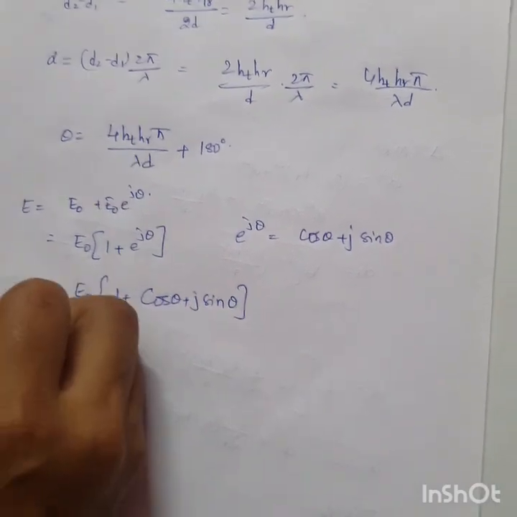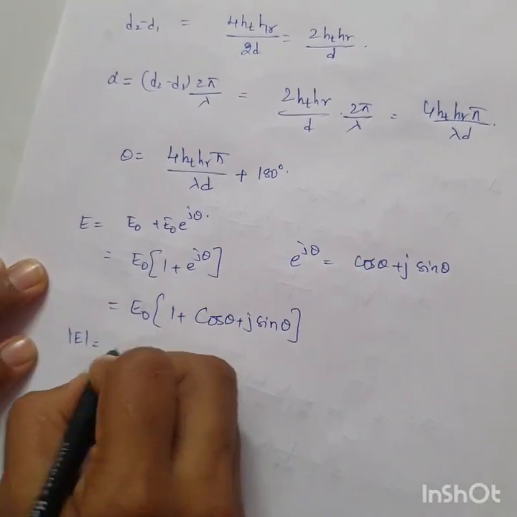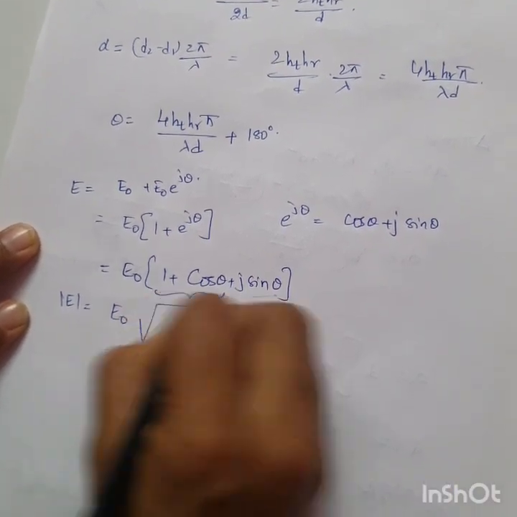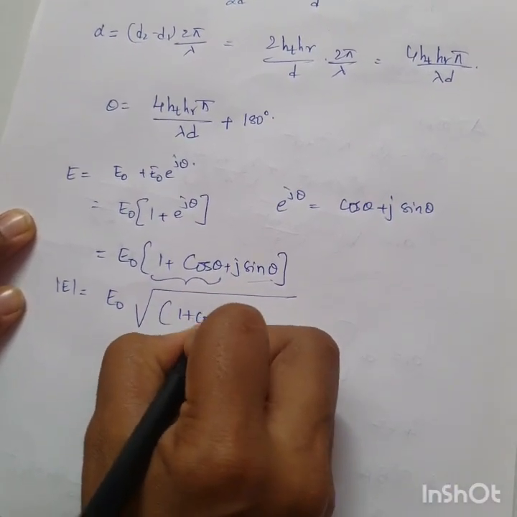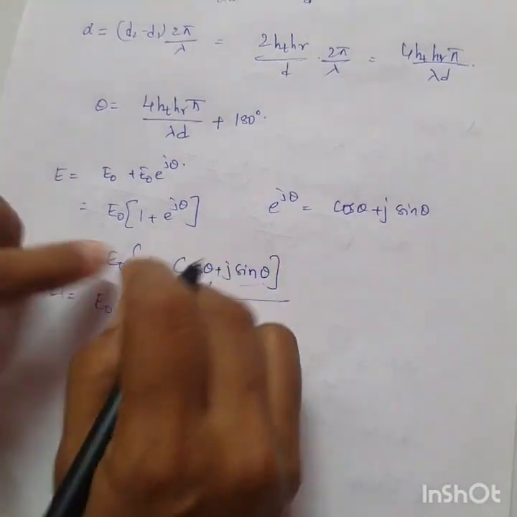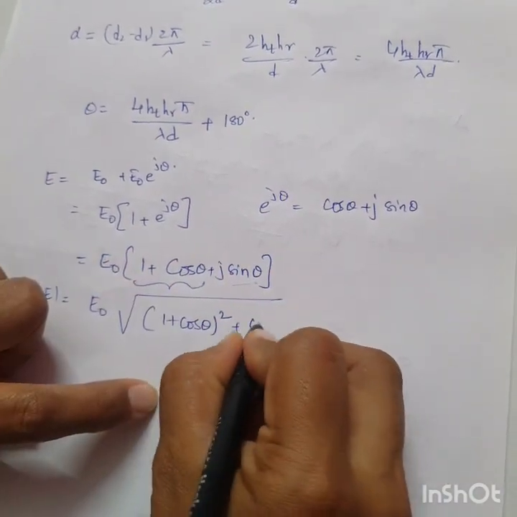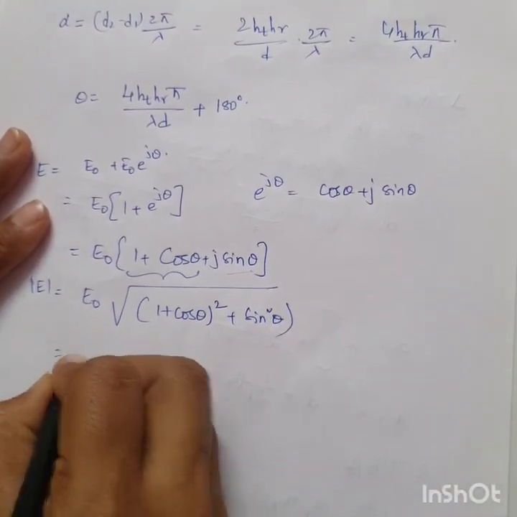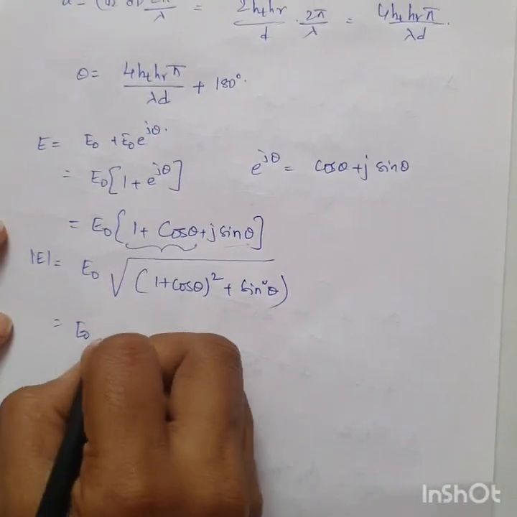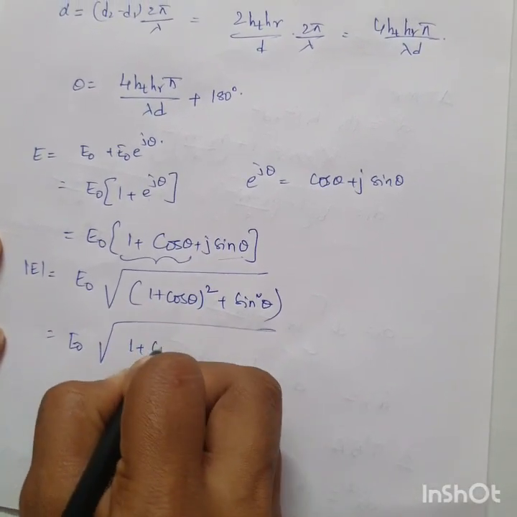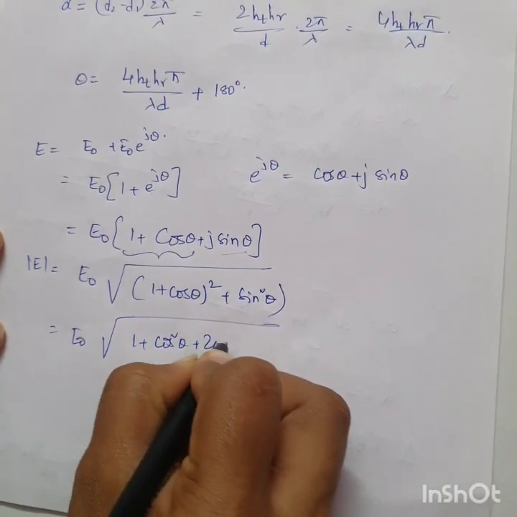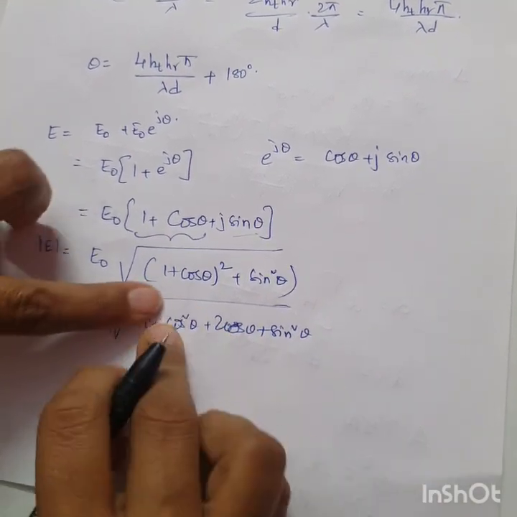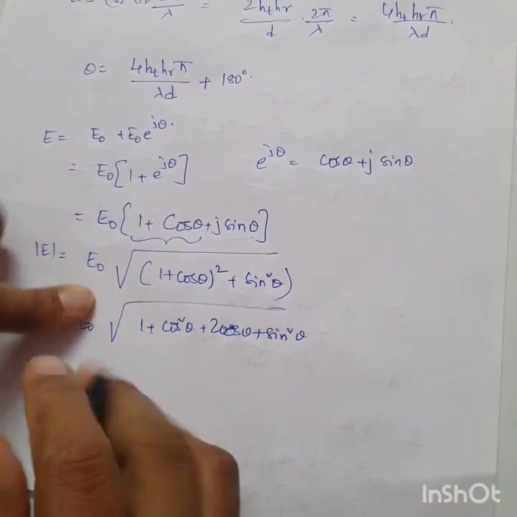We need the magnitude of E. So writing the real part and the imaginary part and taking the square root, we get the expression as under root of x square plus y square. This is x and this is y. So it is under root of (1 plus cos theta) square plus sin square theta. If you do that, we will be getting 1 plus cos square theta plus 2 cos theta plus sin square theta. Cos square theta plus sin square theta is 1. 1 plus 1 is 2.